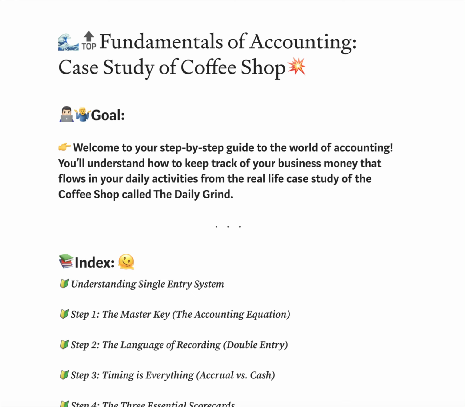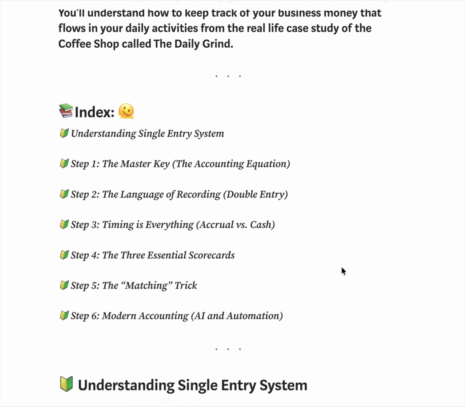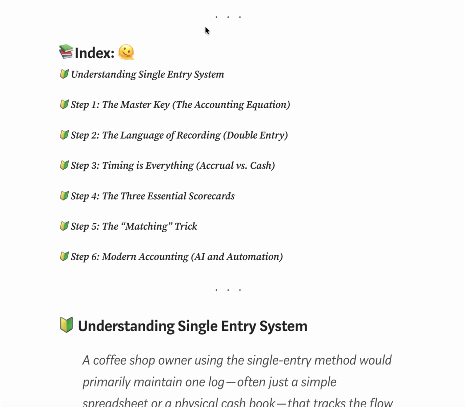So the most important basic fundamentals, this is the index of what we're going to learn. Let me just point them out step by step. First, we're going to learn about the single entry system. Then we're going to learn about the master key, that is the accounting equation. Then we're going to learn about the language of recording, that is the double entry system, and we will go on understanding some concepts like accrual versus the cash system.